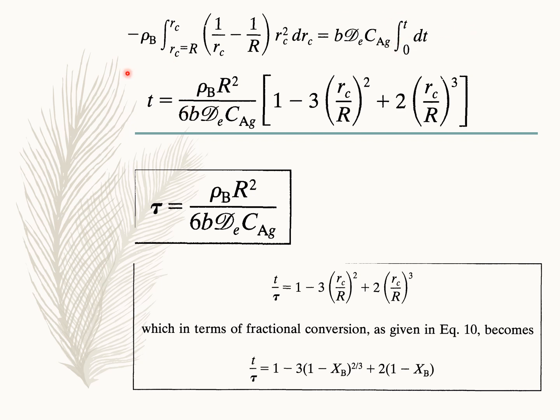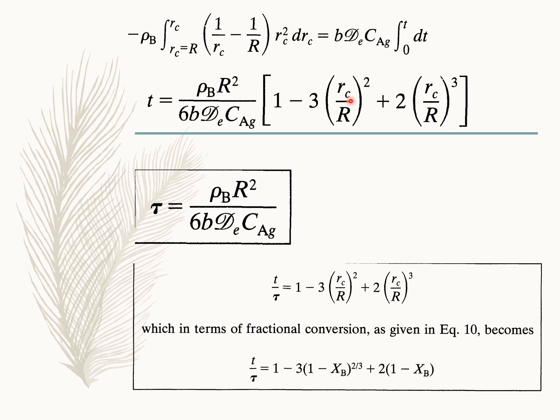Now, integrating on both sides, the integral of 1 over rc is minus 1 over rc squared. Oh sorry, there is an rc squared here, so it's like we are integrating rc minus rc squared over r. So the integral of rc is rc squared over 2, and the integral of rc squared is rc cubed over 3r, because r is a constant with respect to this integral. And just applying the boundary conditions on both sides and rearranging to get the time for the conversion, we get the following equations.